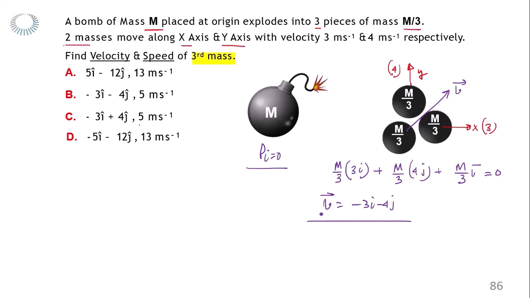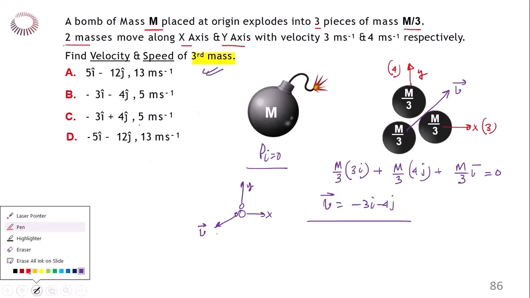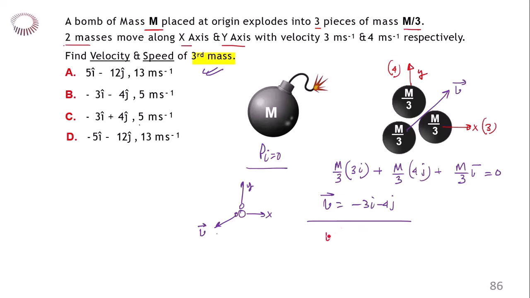So this is the velocity vector of the third mass. The first mass is moving along x, the second along y, so the third mass has to move along this direction. This is the final velocity vector of the third mass, minus 3i minus 4j. Now you are also asked to calculate the speed of the third mass. Speed means nothing but the magnitude, that is 5. The magnitude of the v vector is 5 meter per second. So minus 3i minus 4j and 5 meter per second. That is, option B is the correct one.